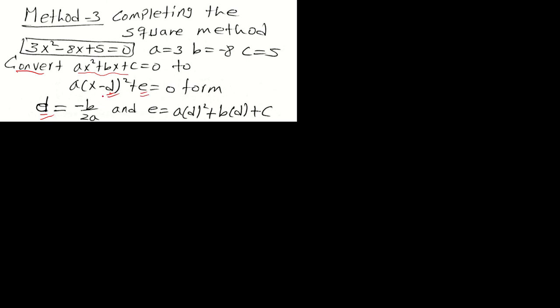How to get the d? It's so simple. This is what we call the axis of symmetry graphically. d is equal to negative b over 2a. So we can get d easily. But to get the e, we have to plug this d value in place of x in the original equation, and then we have to solve it, and then we will have to evaluate it. That's going to be the e.